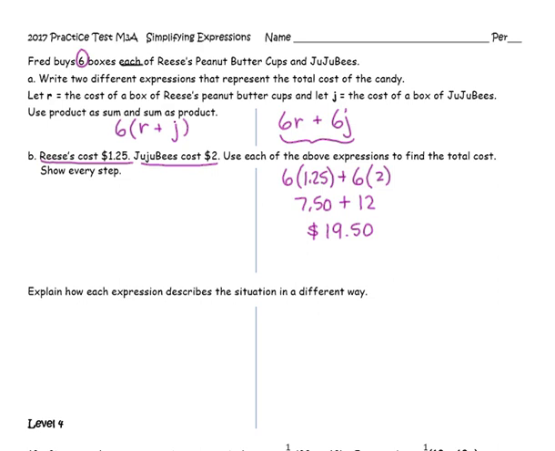On the left, this is where we substitute 2 for the R. We substitute 1.25 for the cost of the Reese's, and we substitute 2 for the cost of the Jujubes. That's the cost of the candy for one person. Then we multiply that by 6 boxes. So adding the total cost of the candy, $1.25 plus 2 is $3.25. Then we multiply that by 6 boxes, and that gives us a total of $19.50.